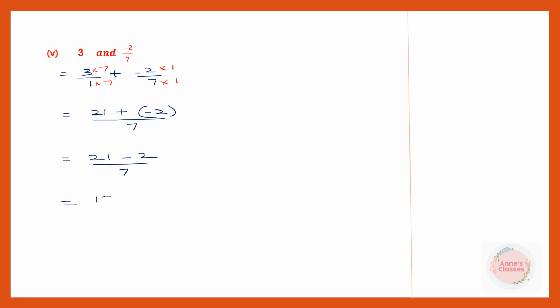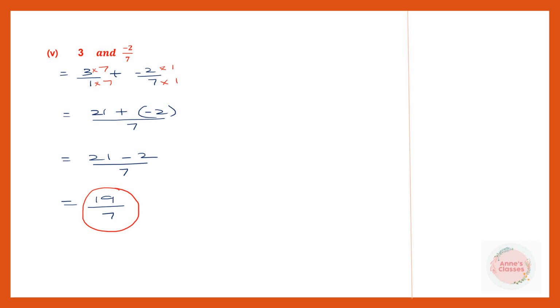Question 5. Here we have 3 and minus 2 by 7. So let's write this as 3 by 1 plus minus 2 by 7. Now here the LCM will be 7 only. So let's look at the first one. 1 into 7 is 7. So 3 into 7 is 21 plus, and here 7 is the same. So 7 ones are 7. Minus 2 into 1 is minus 2. So this will be 21 minus 2 by 7. 21 minus 2 is 19. 19 by 7. So what is the answer that we've got here? We've got 19 by 7.